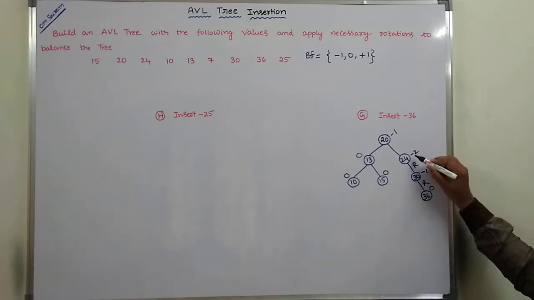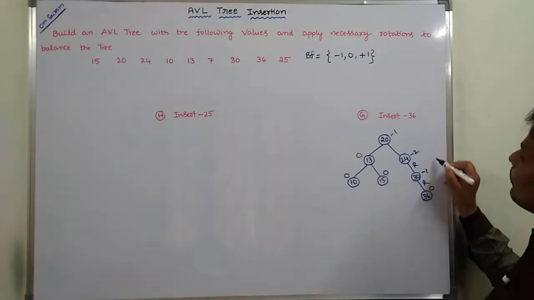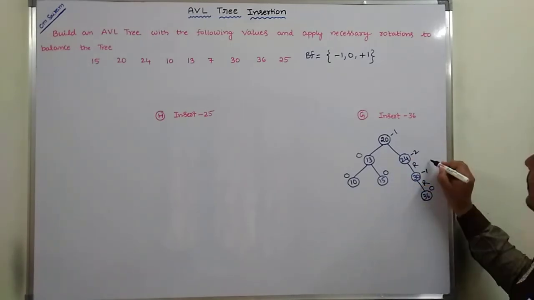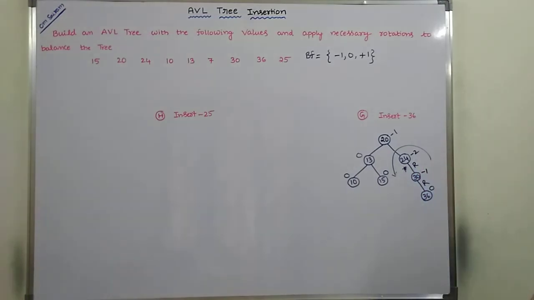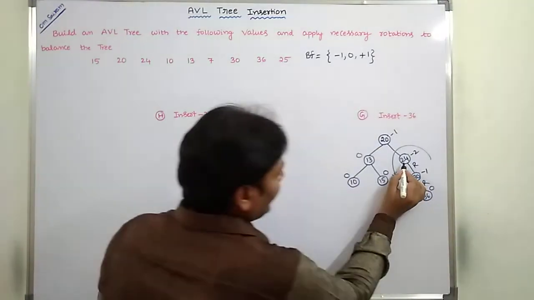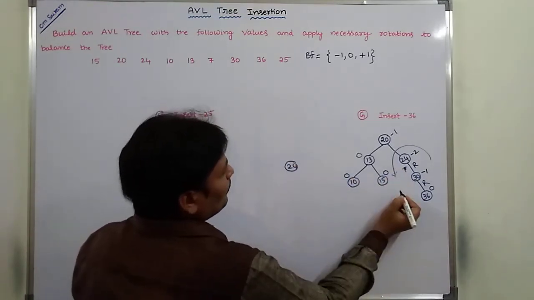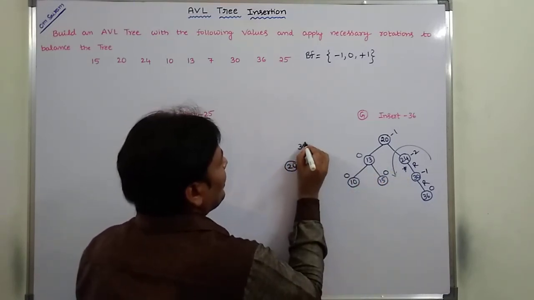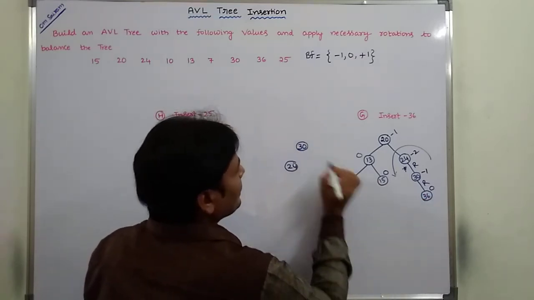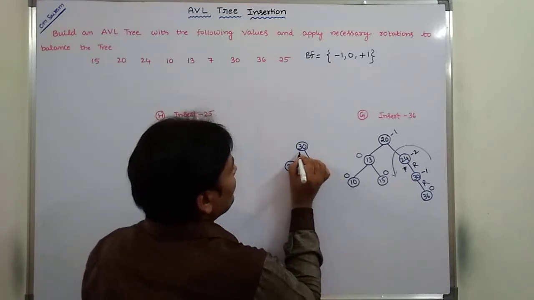Here the height of the tree increases at this point. Now we have to reduce the height of the tree. We have to perform a left rotation with respect to node 24. So now 24 goes down, 30 goes up, and 36 goes to this place.